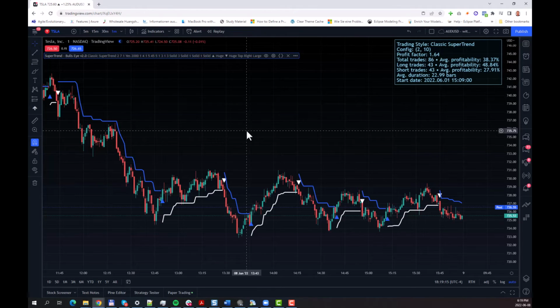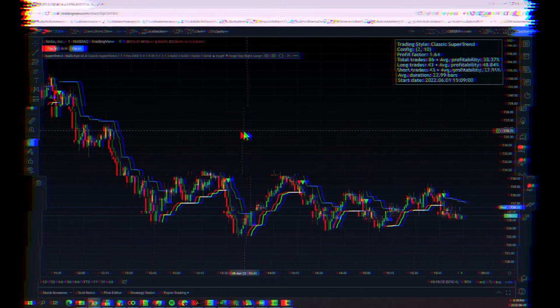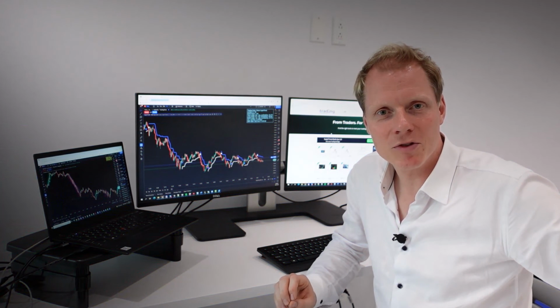This magic optimization feature works on any time frame, any symbol, or any asset class. Whether you trade stocks, cryptos, futures, or FX, you now have instant access to the best settings. You no longer need to rely on your gut feeling as to which settings to use. I hope you have enjoyed this short presentation.